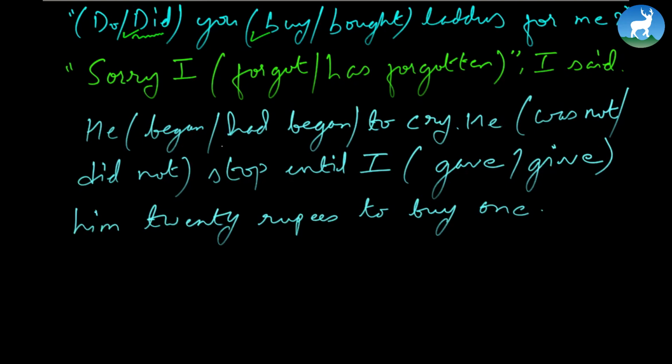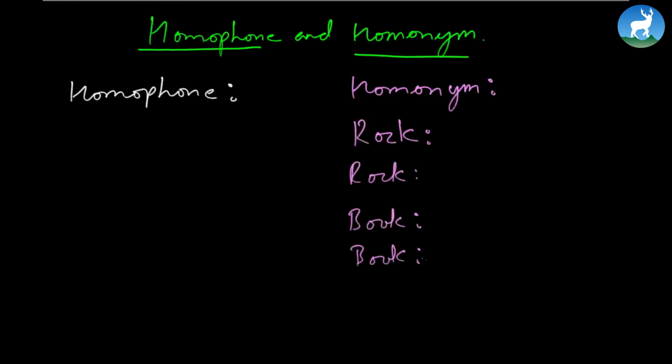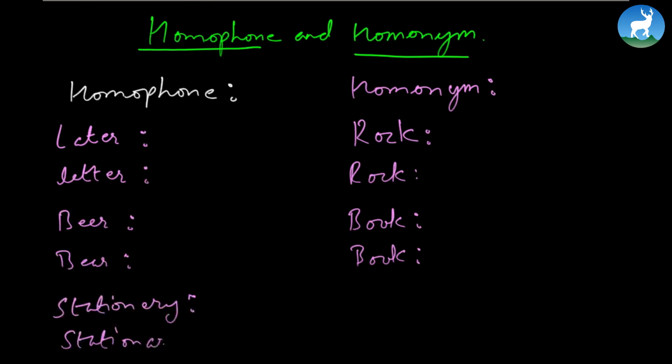Now let's talk about homophone and homonym. So what is homophone and homonym? Now I'm going to write a few examples here for homophone. On this side I'm going to write examples of homonym. Now if I write here rock, book for the homophone. If I write here later, beer, stationery, and stationery. Now look at these two. Look at what I've written.